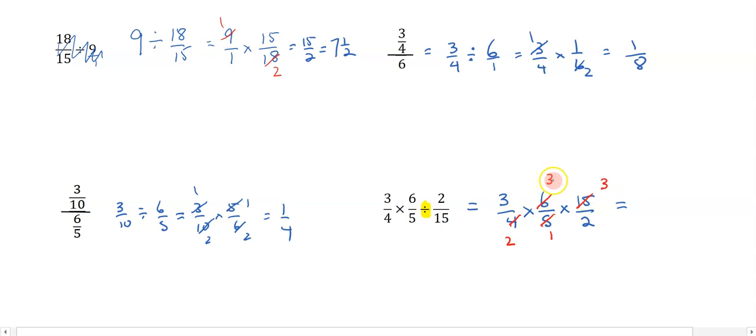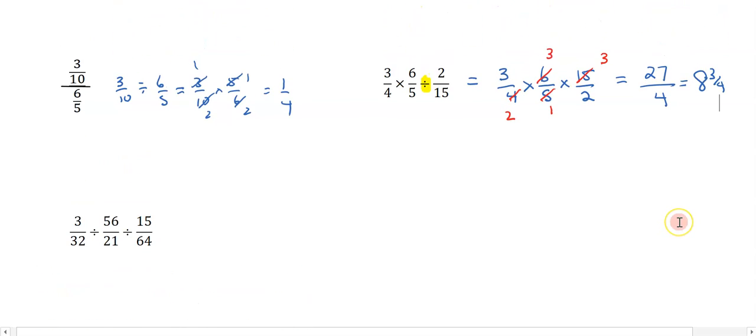I believe I have everything I can do there, and so I'm going to get 3 times 3 is 9. 9 times 3 is 27. Be careful, it's not 3 plus 3 plus 3. We're multiplying. And 2 times 1 times 2 is 4. And then you can go ahead and change that into a mixed number if needed.